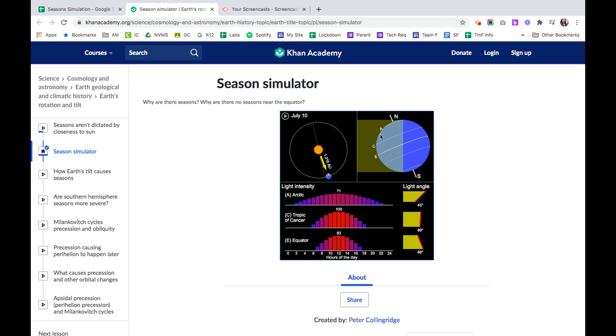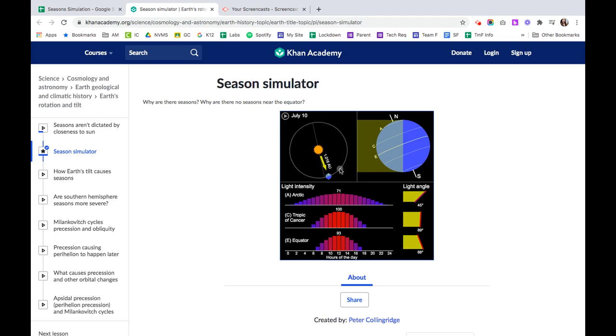If you look on this globe here, it's going to show you 3 locations. A is the Arctic Circle, C is Tropic of Cancer, and E is the equator. So it shows you where each of these locations are on the globe. The equator is the imaginary line that splits the Earth into the northern hemisphere and the southern hemisphere.